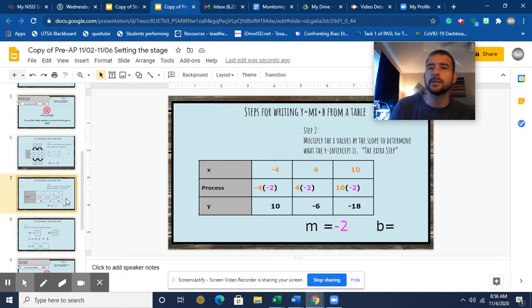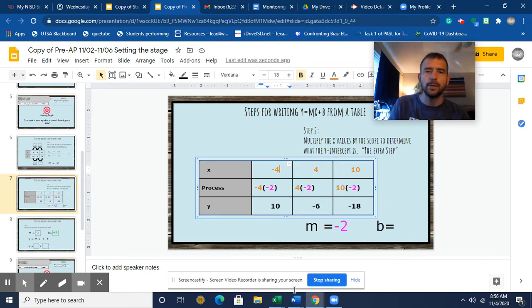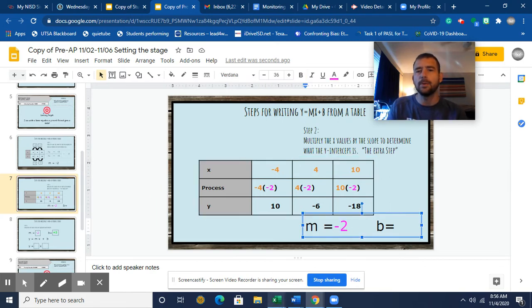Okay, so now we're on the next slide, step 2. Make sure you move to this slide. If you haven't, pause and go move down. So remember, we want to look at the process. Is there a y-intercept? And to do that, we take all the x values and we multiply them by our slope. In this case, my first x value from the table is negative 4, and I'm going to multiply it by my slope of negative 2.